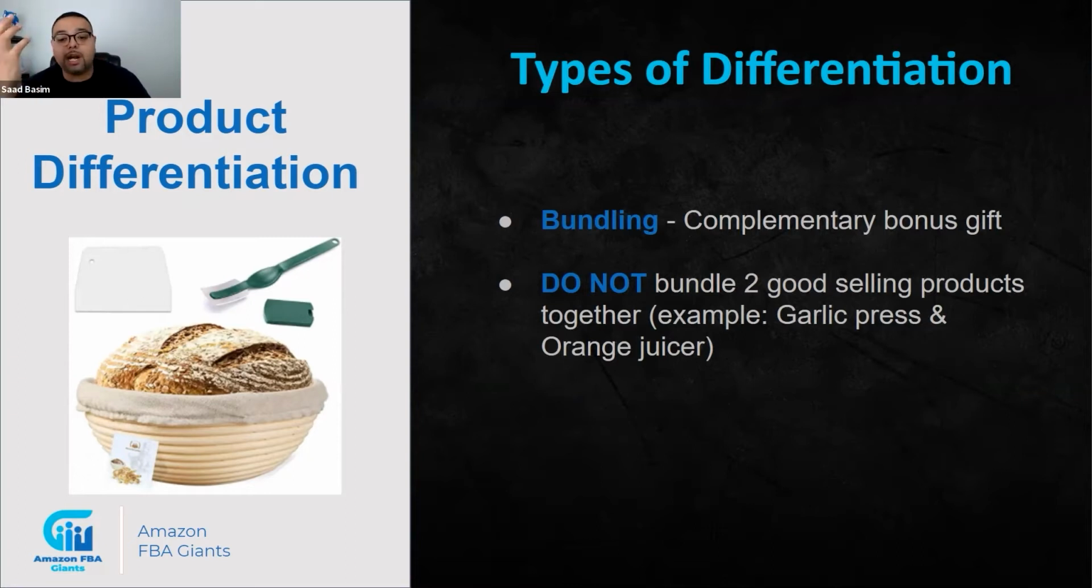Example, garlic press and orange juicer. I see that a lot. Someone comes in, and I made that mistake myself as well. Just a horrible, horrible idea. Very immature. I didn't know what I was doing. I was a beginner, just trusted people, and it was a very bad decision.